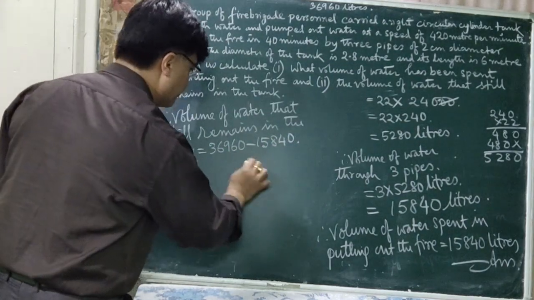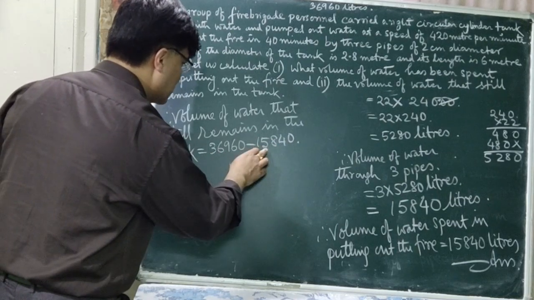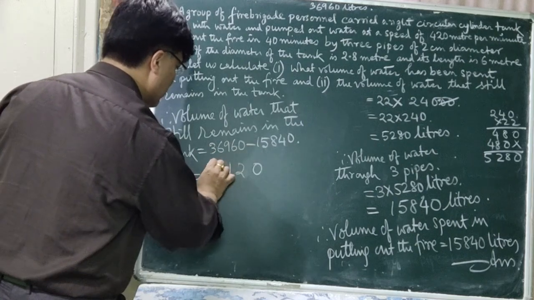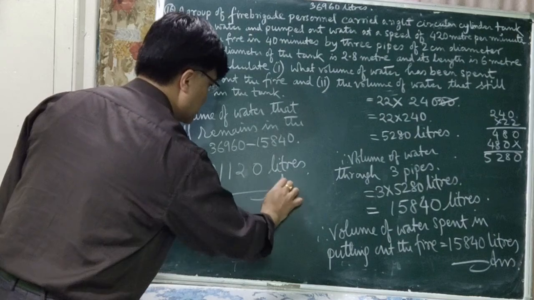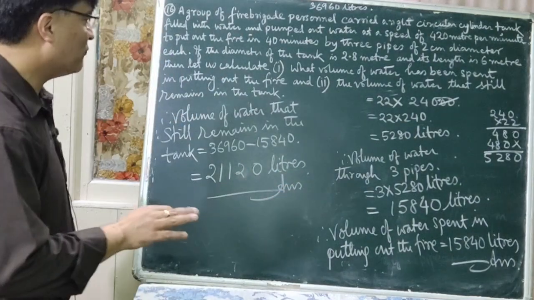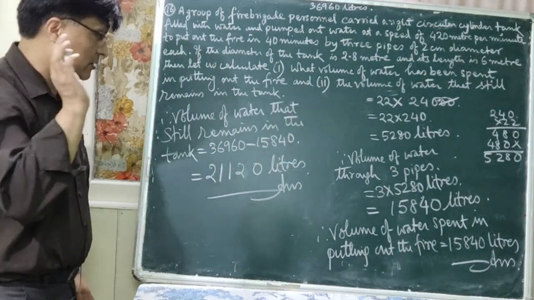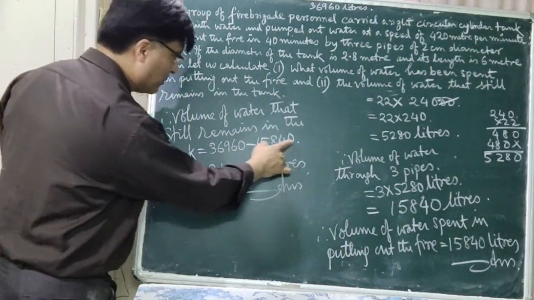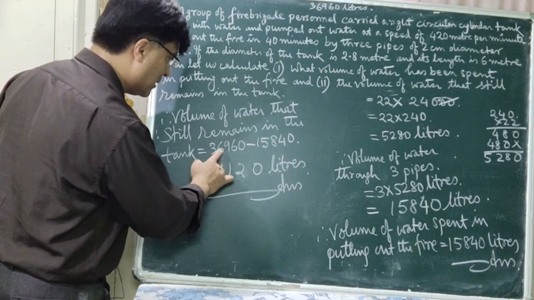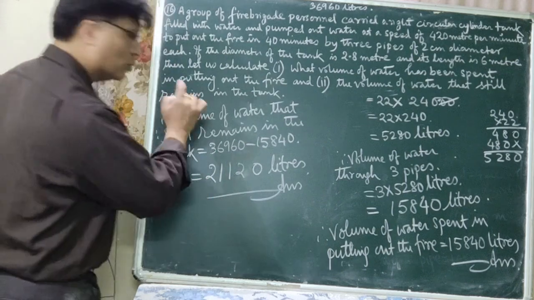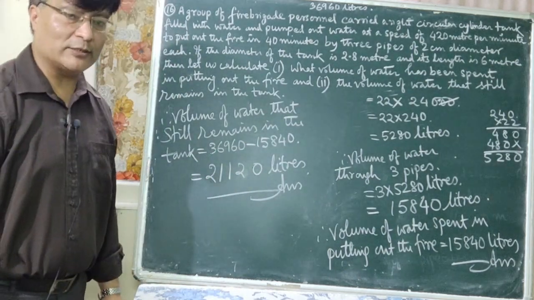0 minus 0 is 0. 6 minus 4 is 2. 9 minus 8 is 1. 6 minus 5 is 1. 3 minus 2 is 1 liters. Okay, so this is the answer. So what volume of water still remains in the tank? That is 21,120 liters. Let us check it once again. 0 minus 0 is 0. 6 minus 4 is 2. 9 minus 8 is 1, 6 minus 5 is 1, 3 minus 1 is 2. That is, volume of water that still remains in the tank is equal to 21,120.